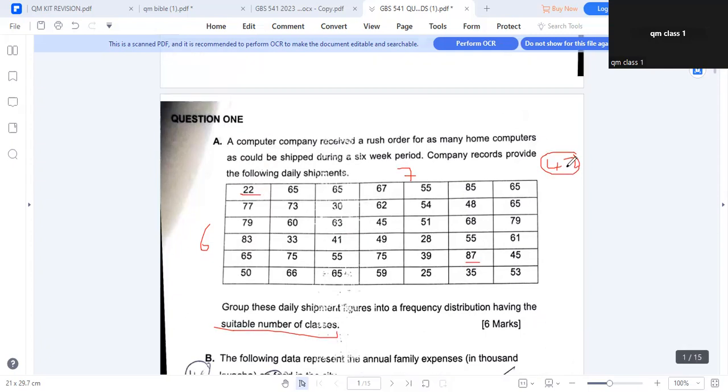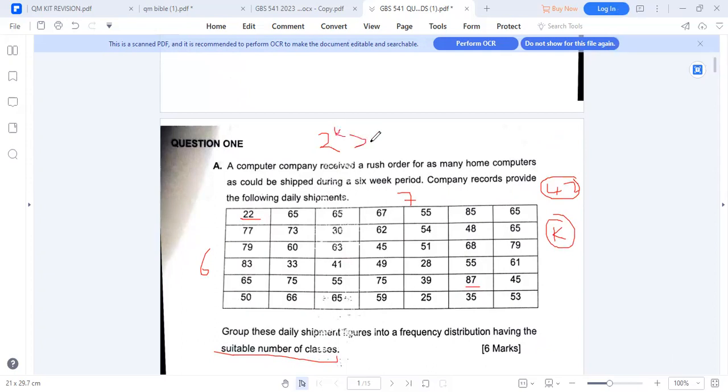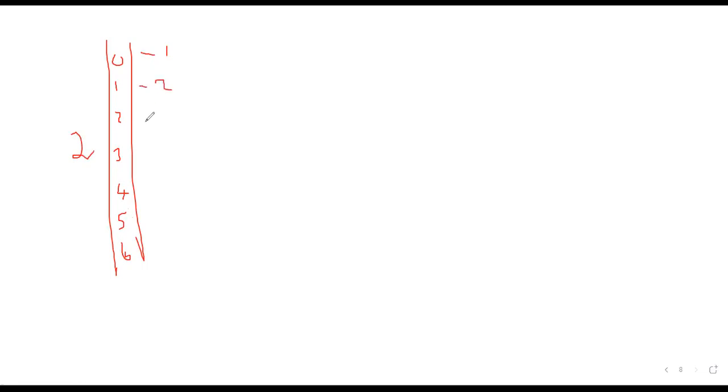Okay, now my key interest is our K, the number of classes. How do we identify the K to pick? The formula is 2 to the power K must be greater or equal to what? 42, all right? So you need to have a table of 2 on your own. So have 0, 1, 2, 3, 4, 5, 6. So 2 to the power 0 is 1. 2 to the power 1 is 2. 2 to the power 2 is 4. 2 to the power 3 is 8. 2 to the power 4 is 16. 2 to the power 5 is 32. 2 to the power 6 is 64. And our n in this case is 42.